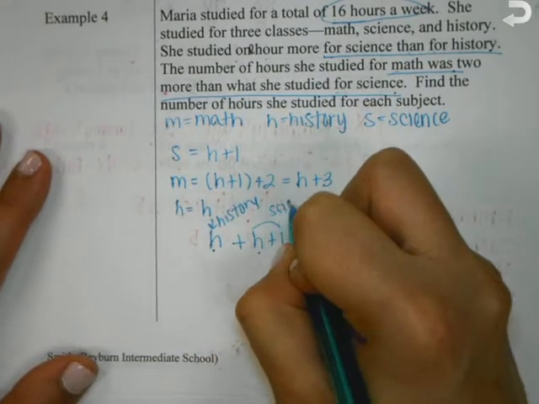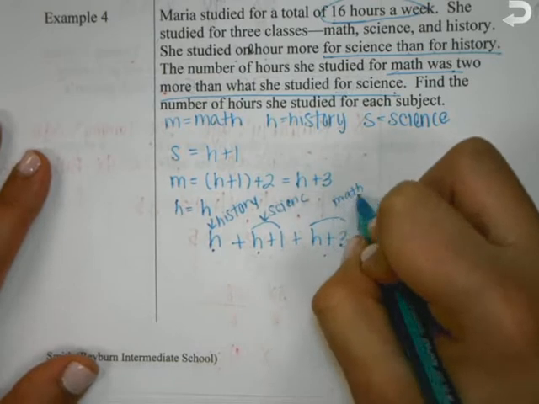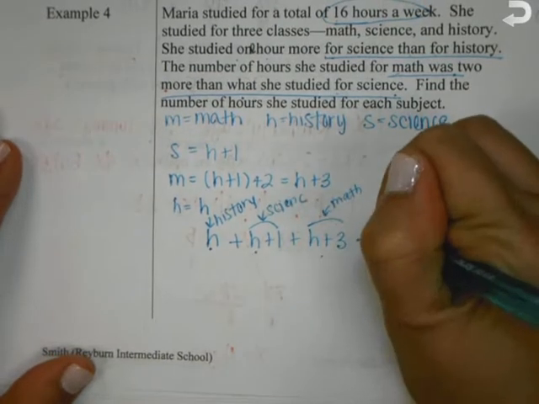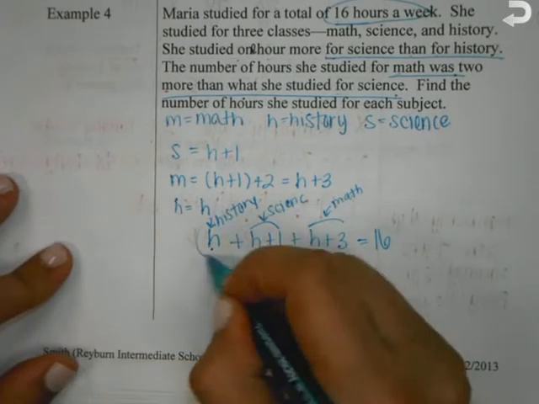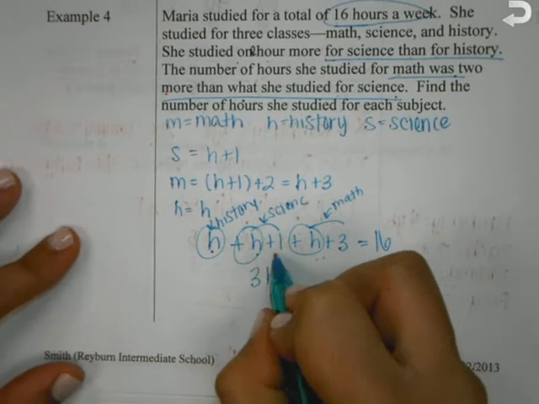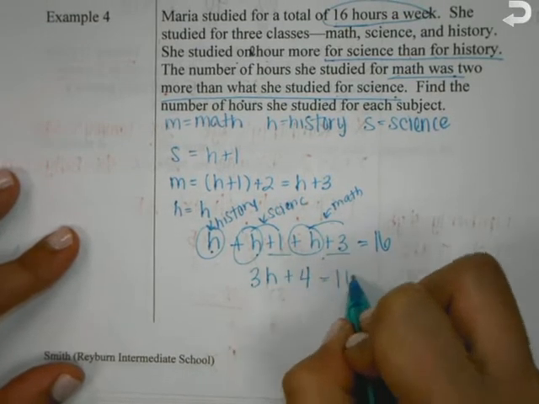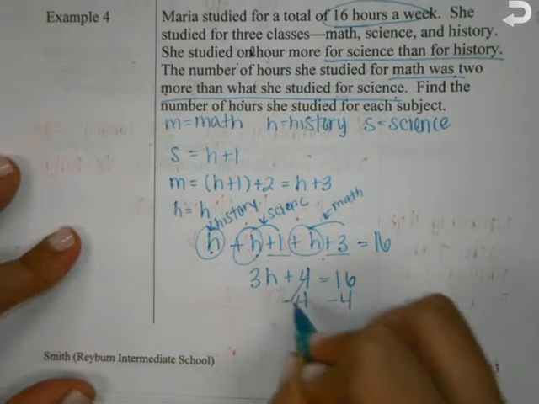That's a lot of hours. Okay, let's combine like terms. H plus H plus H, what's that give me? 3H plus 1 plus 3 plus 4 equals 16. Subtract 4 from both sides. So 3H equals 12. Divide both sides by 3, so H equals 4. 4 hours. Make sure you label the hours.